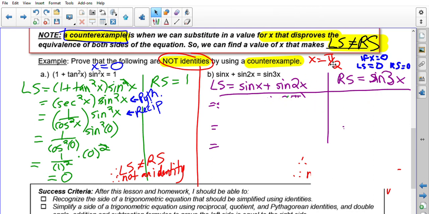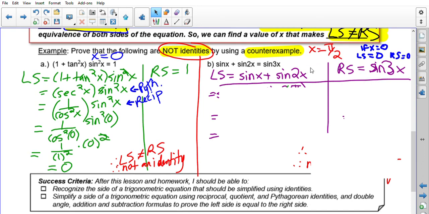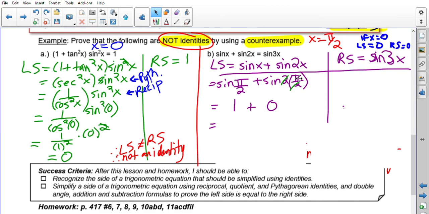The next value I try is x equals pi over 2. When I plug that in, for the left side I have sine pi over 2 plus sine of 2 times pi over 2. The 2's are going to cancel out here, so I'm going to be left with sine of pi. Sine of pi over 2 is when it reaches its max, so 1 is the y value. And sine of pi is when it comes back and crosses the x-axis, so that's 0. So I get 1 plus 0, so the left side equals 1.